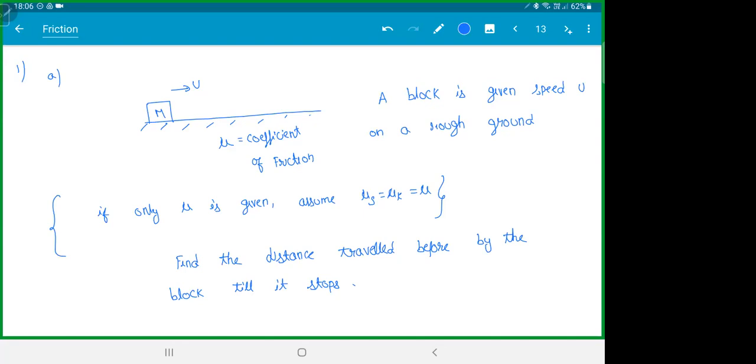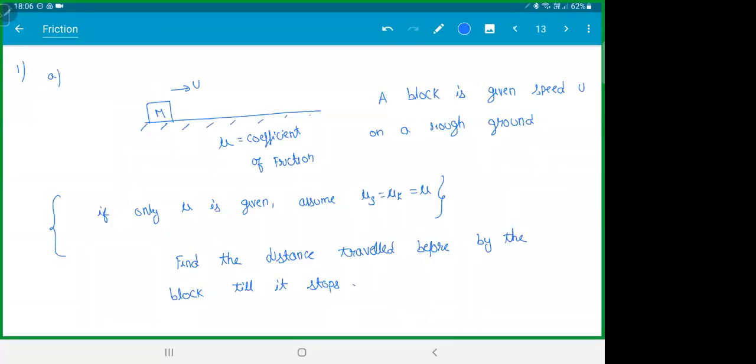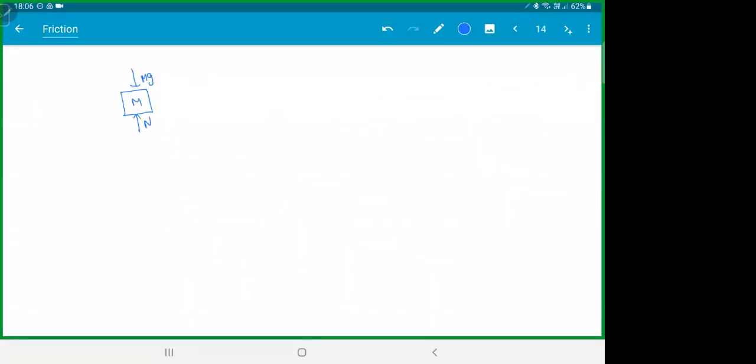See, step one, draw your FBD. Now listen carefully. It's not difficult, but you see the words that I'm using. Block M, normal reaction, mg. How is the block going? Block is given velocity u to the right. So there is slipping, so friction will be backward. Now here, you have to make a statement: since it is slipping, F is maximum.